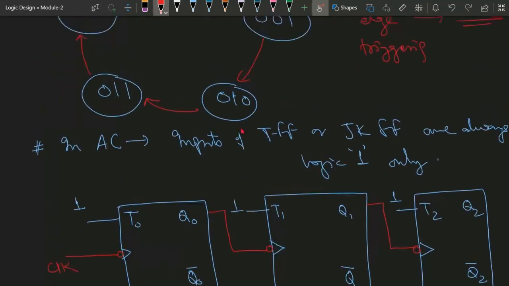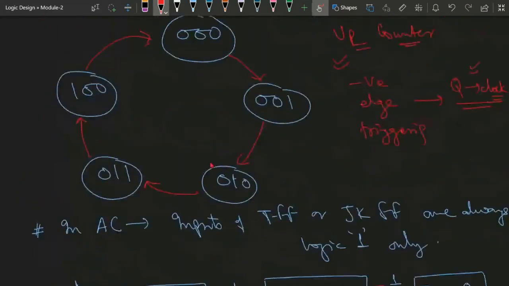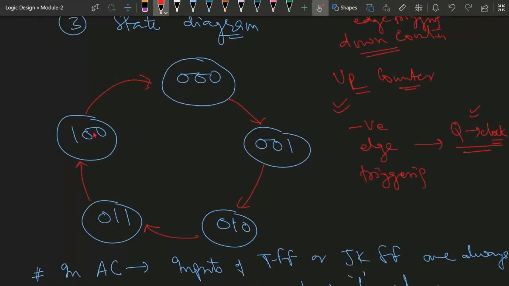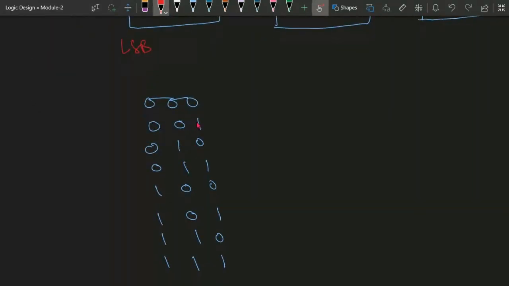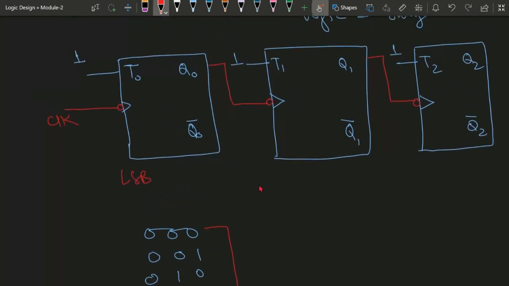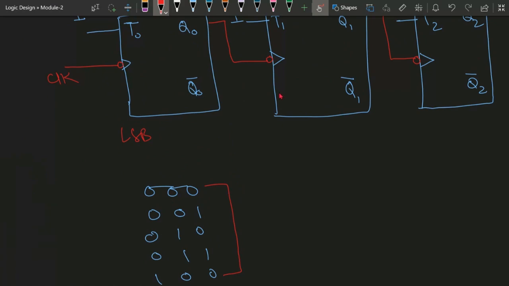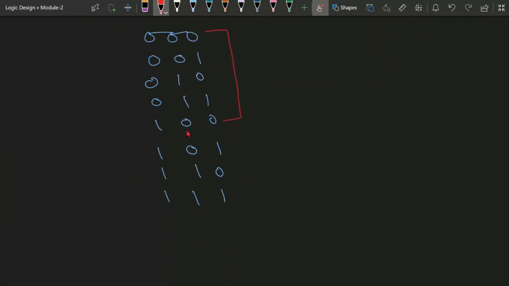But we want to implement the mod 5, meaning only 5 states should be there. So it will range from 0 to only 4, meaning 0, 1, 2, 3, 4. Up to here we require. But this is the circuit that will go through all states up to 7 and then again to 0. So to stop this counter, after 4 it should be 0, 0, 0.